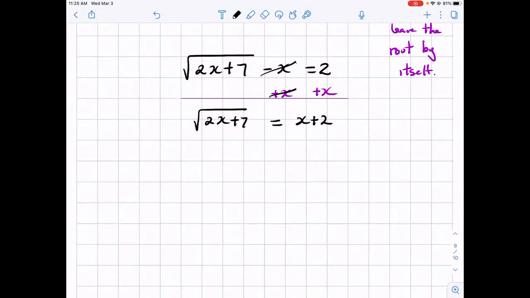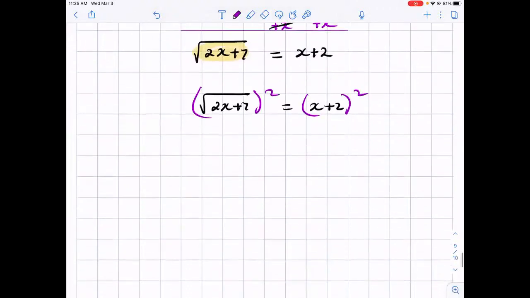So once the radical is by itself, we are allowed to square both sides. So we have 2x plus 7 and x plus 2. And what we do now, we square both sides. By squaring the left side, the root will cancel out, so we're left with 2x plus 7. And if we square this side here, this becomes x squared plus 4x plus 4.